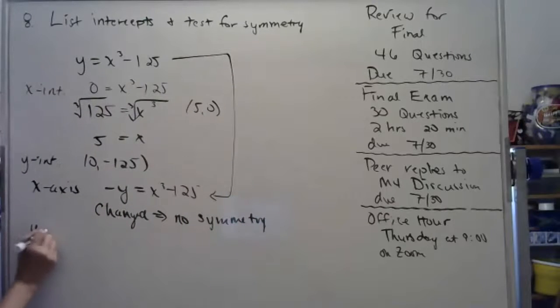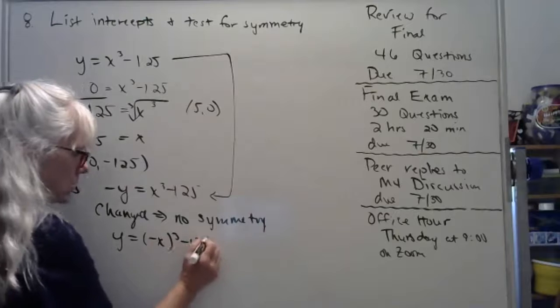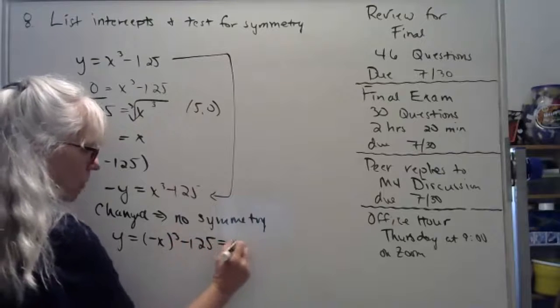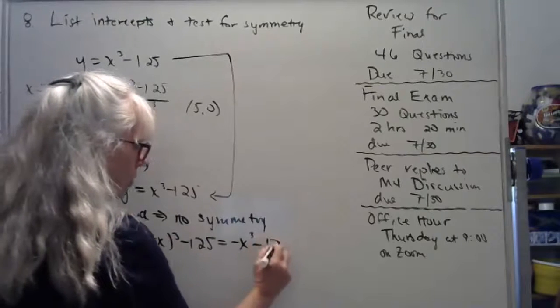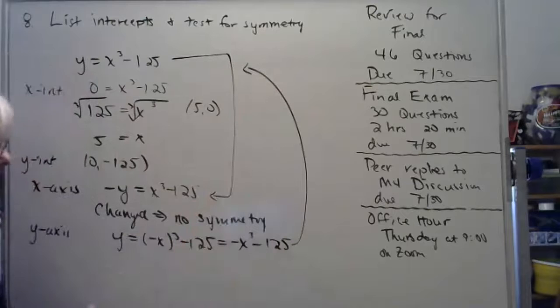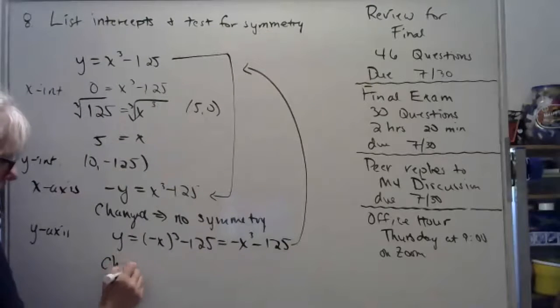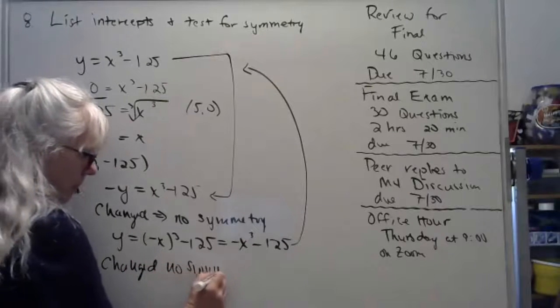The y-axis, you do the same thing, replace the opposite variable. So that would be y equals a negative x cubed minus 125. Well, a negative number cubed is negative. So, and then I'm going to compare that to the original. And again, I can see that the sign on the x is changed. So it has no symmetry.